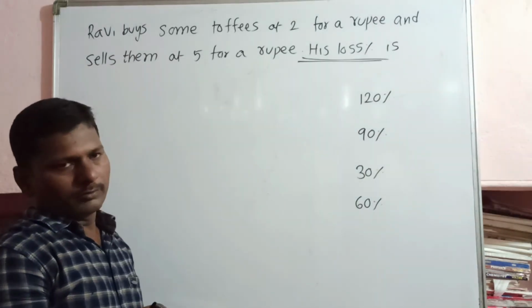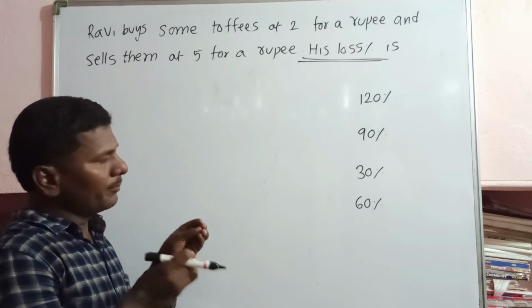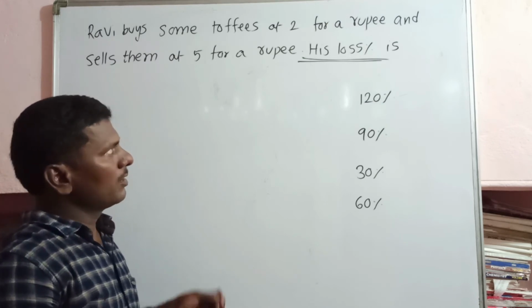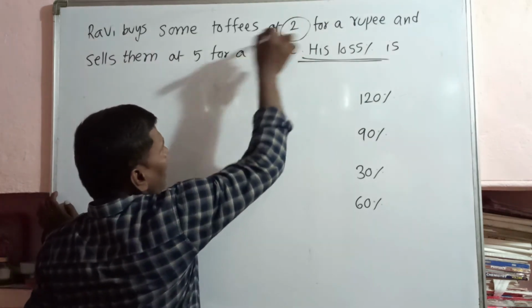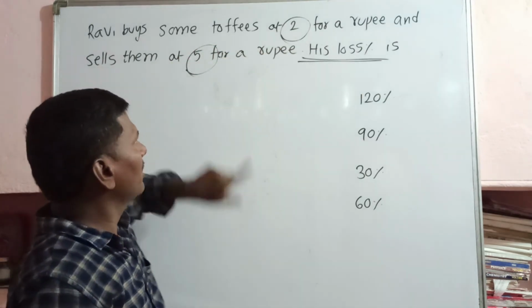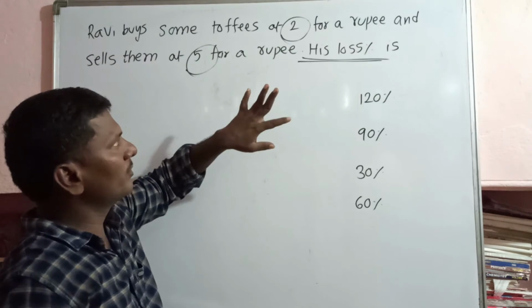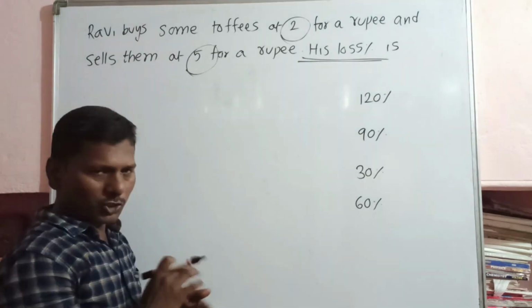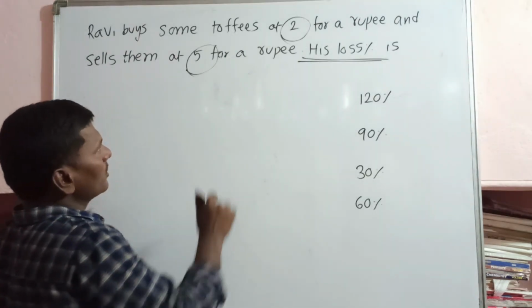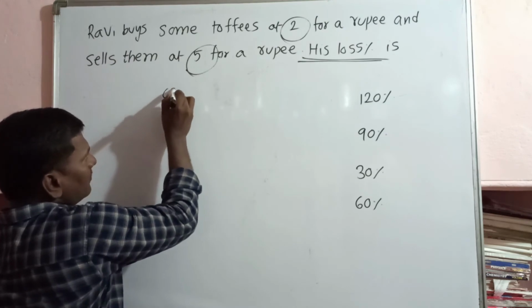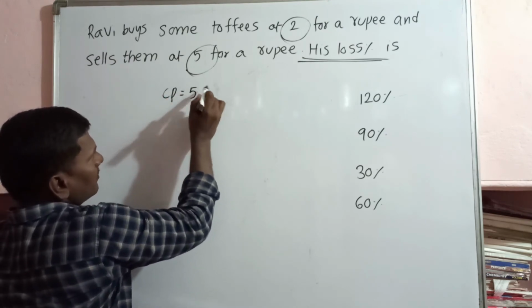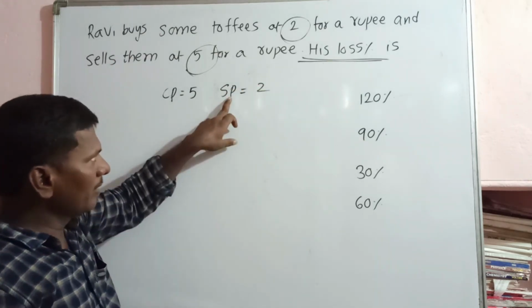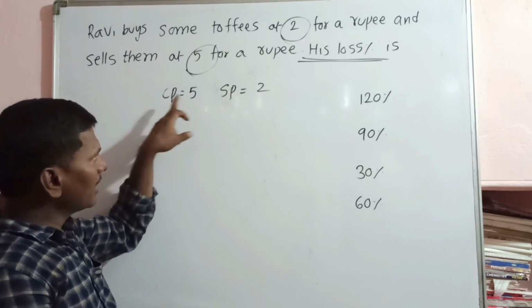In the beginning I told you, when selling price is less than cost price, we have loss. Out of these values, here 2 given, here 5 given. These two numbers are enough to get the answer. Here selling price must be less than the cost price. So here cost price 5 rupees, selling price 2 rupees. Whenever loss is asked, selling price must be less than the cost price.